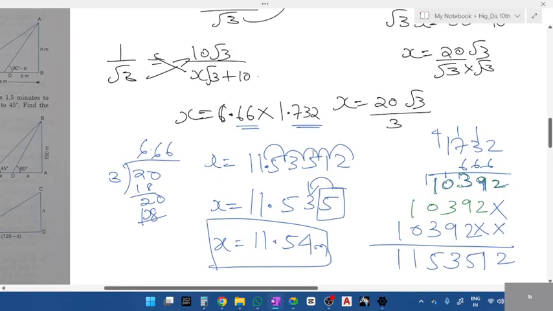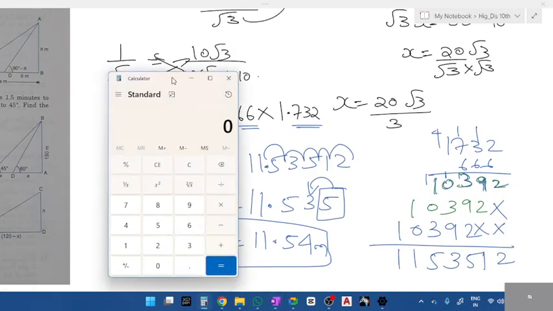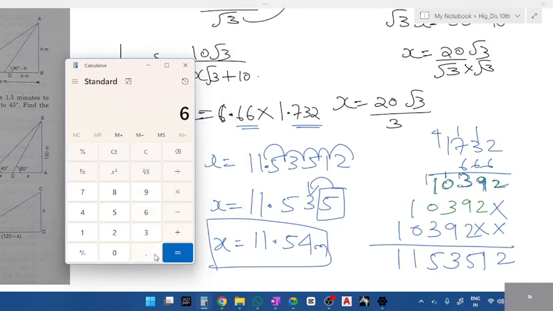Did you understand this calculation part, multiplication? Look, you understood this. Look here, 6.66. Don't use a calculator. Try to do it, students. You get used to it. 1.732. What's the answer we got? 11.535, right? 53512. Look at this. We got the same answer. And from there, you have to round it off to 2 decimals. Therefore, the answer is 11.54. Shall we try the next question?